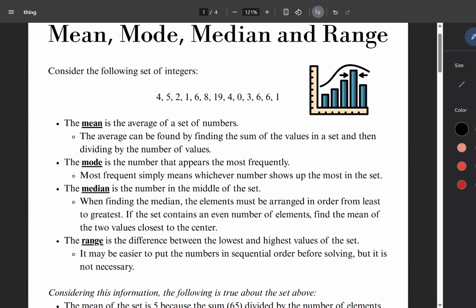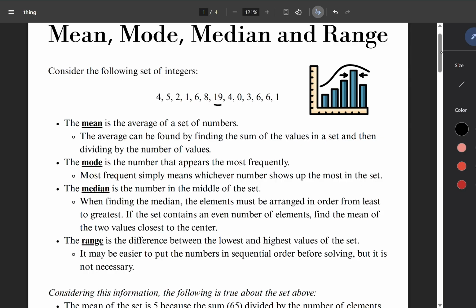So here we're given a series of numbers. We have numbers 4, 5, 2, 1, 6, 8, 19, 4, 0, 3, 6, 6, 1. And already I see we have quite a few numbers. We have some numbers that are greater than others. I notice that the number 19 is greater than the rest. Interesting. Well, when we have a data set, we actually have all these different features of this data set.